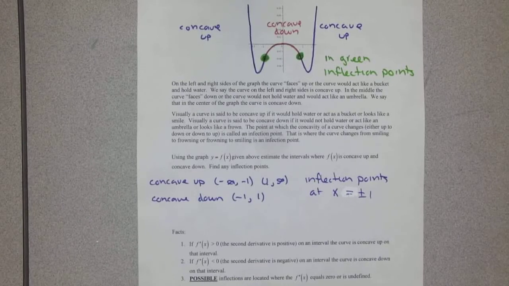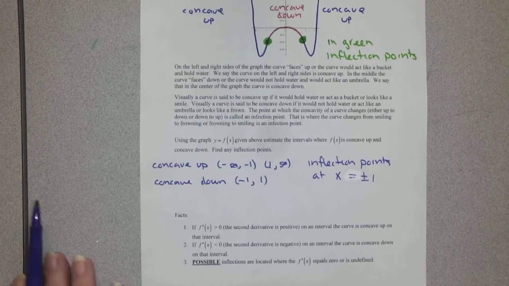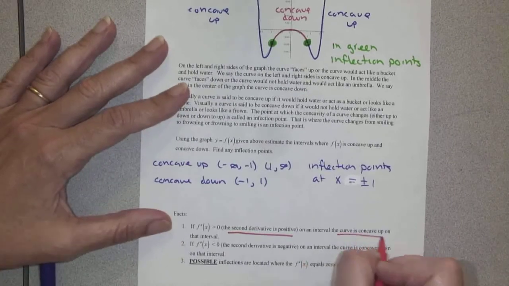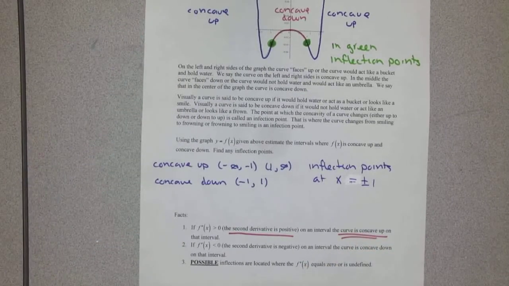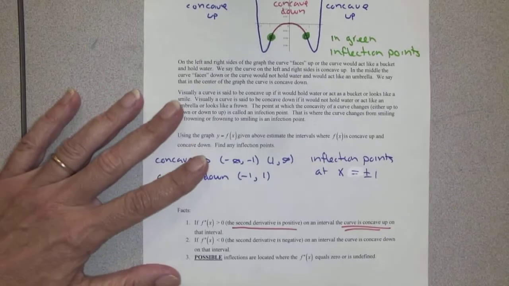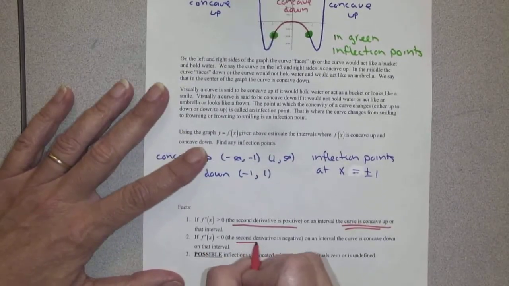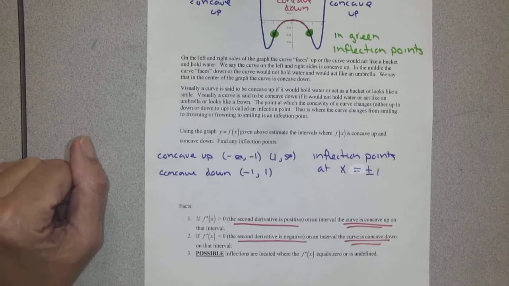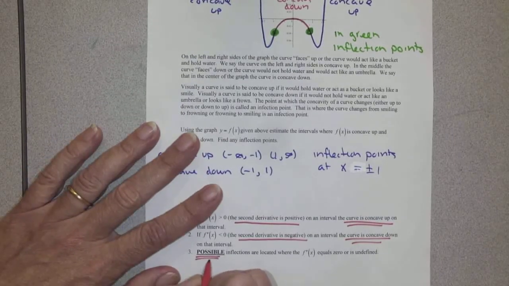Okay, so we want to be able to find these things better than just estimating from a graph, because actually our goal is to produce the graphs, not have the graphs and answer the questions. So some facts here. If f double prime, the second derivative, is greater than 0, if the second derivative is positive on an interval, then the curve is concave up. Second derivative positive, concave up. If the second derivative, f double prime, is less than 0, if the second derivative is negative, the curve is concave down.